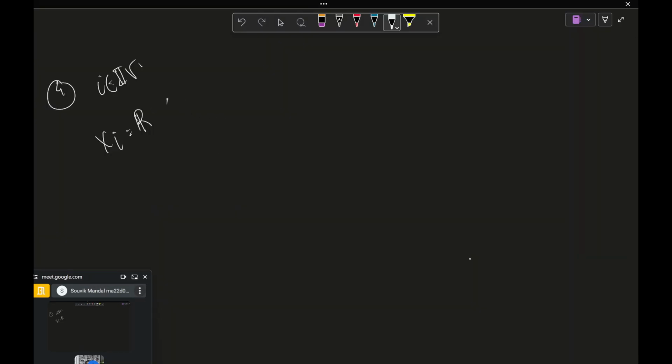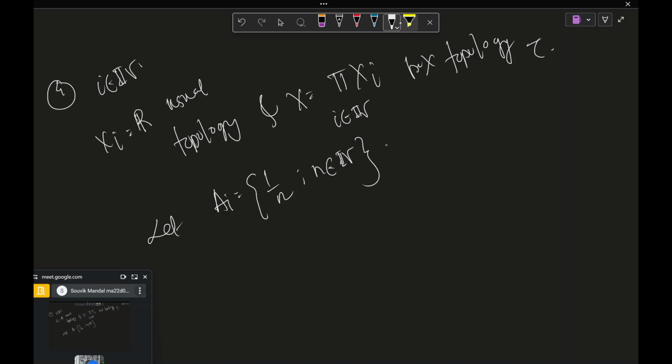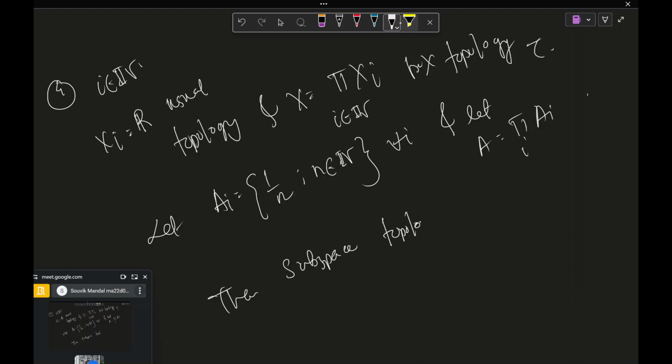Yes. So X_i equals R with the usual topology, and let X equal the product over X_i, i belonging to N, equipped with the box topology tau. Let A_i be a subset of X_i for all i, and let A equal the product over A_i. Then the question is: the subspace topology tau restricted to S, is it true or false?